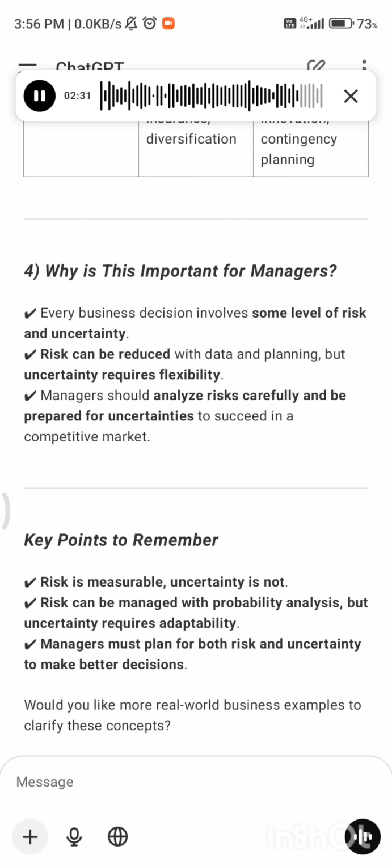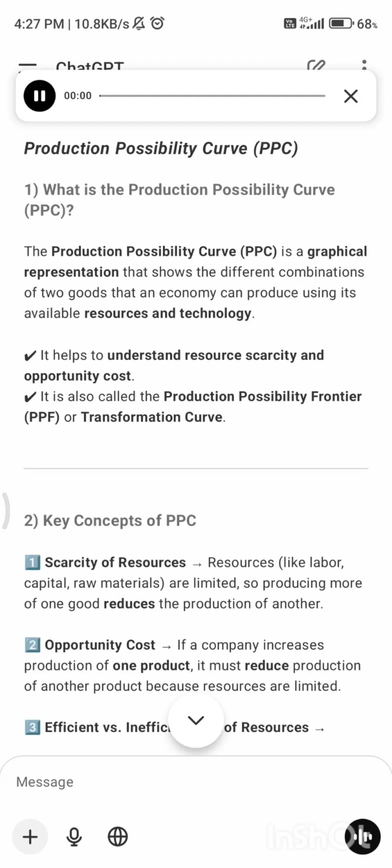Key points to remember. Risk is measurable, uncertainty is not. Risk can be managed with probability analysis, but uncertainty requires adaptability. Managers must plan for both risk and uncertainty to make better decisions. Would you like more?